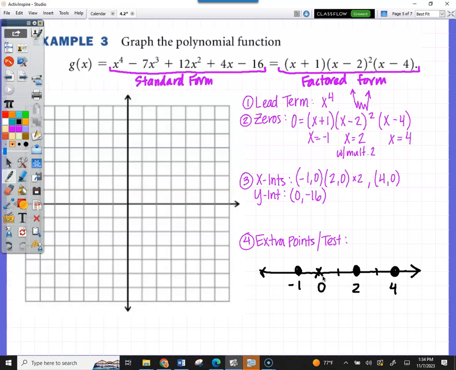What would I pick to the left of -1? -2. All right, what about between -1 and 2? 1. Okay. Here's pick 0.5, that's fine. What about between 2 and 4? 3. What about after? 5. So I'm going to test x equals -2, 1, 3, and 5.